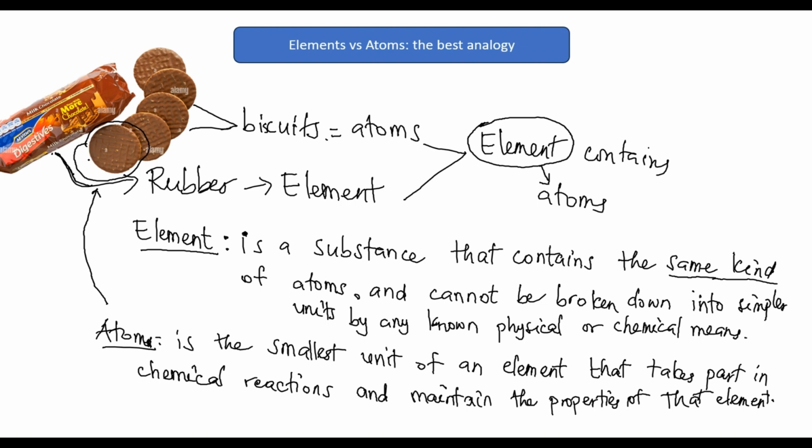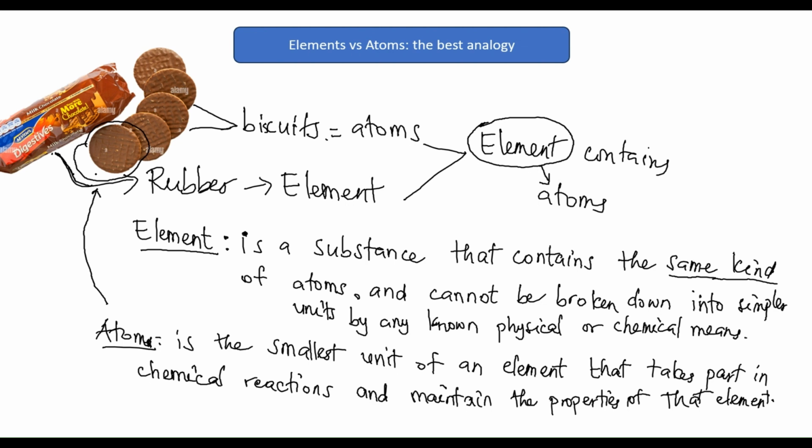So atoms are the ones that take part in a chemical reaction. Elements don't take part in a chemical reaction. The element is just the rubber. It's a container that contains your atoms. So you can go to the element and the element will give you one of its atoms that you can use for your reactions. So yes, it's a smaller unit of an element that takes part in a chemical reaction, and maintains the properties of that element.